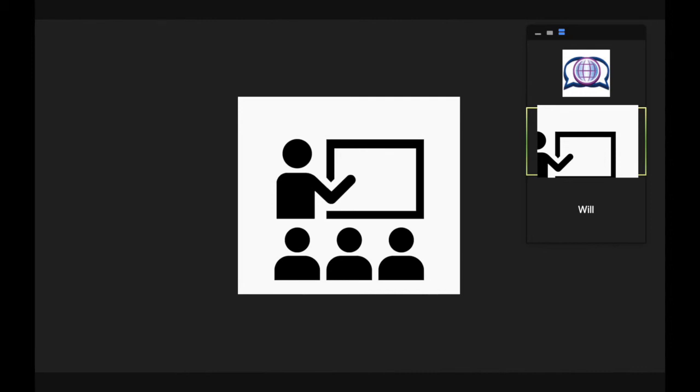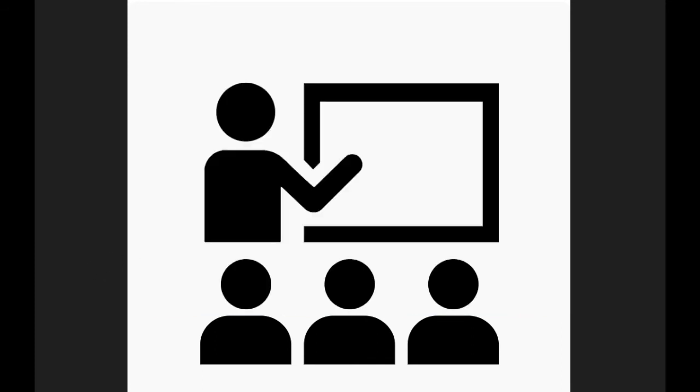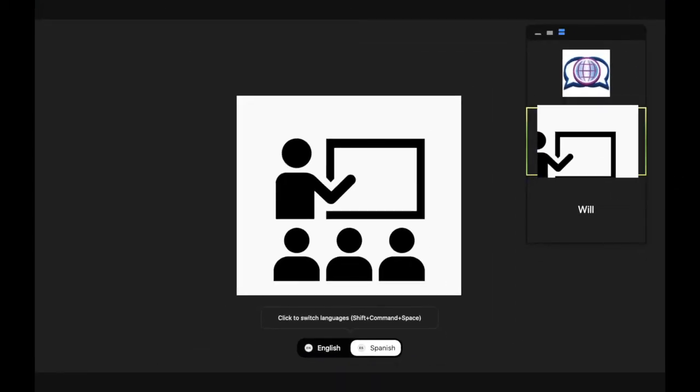Once the host begins the interpretation, you will see a pop-up on your screen that is letting you know that you have been assigned as the interpreter. It should also include your language pairing. Once you click OK to that, the interpretation is live.